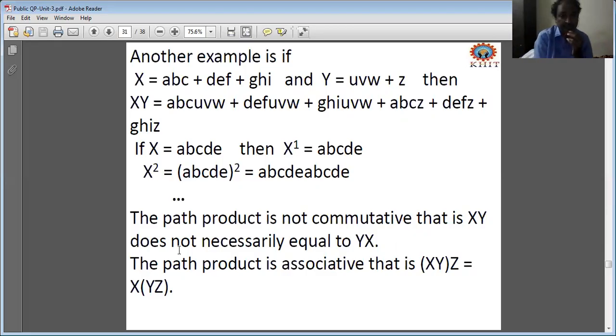If X equal to ABCD, then X power 1 equal to ABCD only. X square equal to ABCD whole square, that is ABCD into ABCD, and so on. The path product is not commutative, that is XY does not necessarily equal YX. The path product is associative, that is XYZ equal to X into YZ.